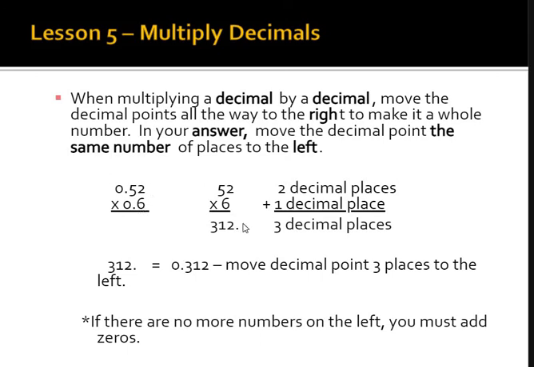Now I start multiplying. 6 times 2 is 12. 6 times 5 is 30, and 1 makes 31. Then you count how many digits are to the right of the decimal points. I have 2 decimal points, so I count all of the digits to the right of them: 1, 2, 3. So 3 digits.